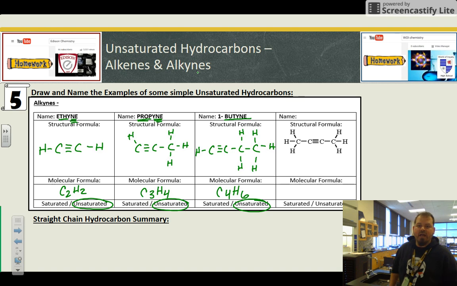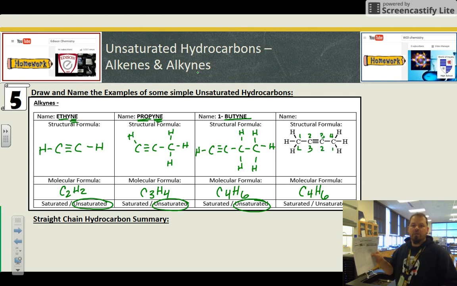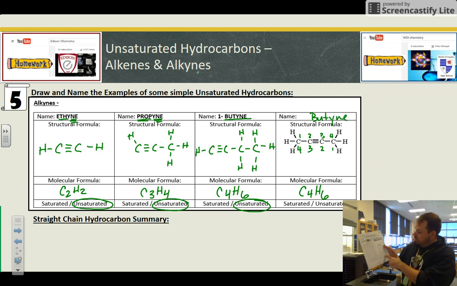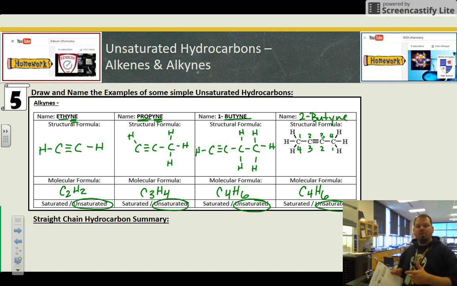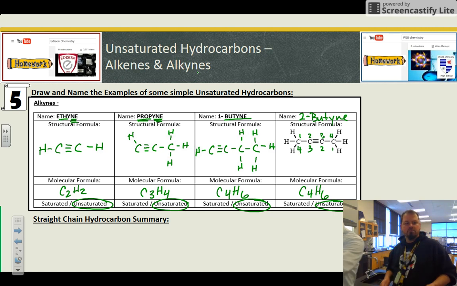And now this last one, I need to come up with a name. So we're going to go backwards. 1, 2, 3, 4 carbons is a bute again. And I see a triple bond. So using Table Q, I see the triple bond is an alkyne with a Y. And either way I count, it's 2 butyne. Straight chain.